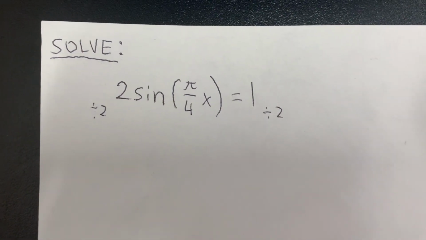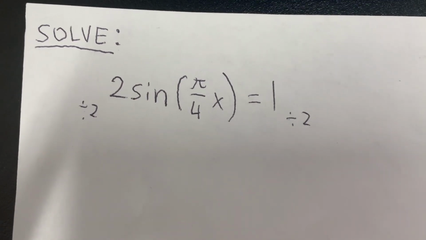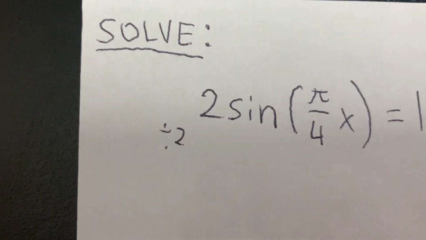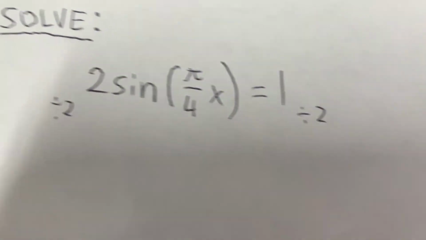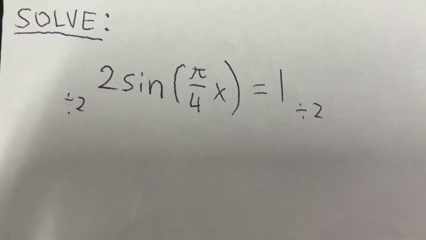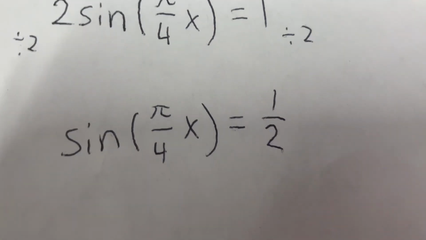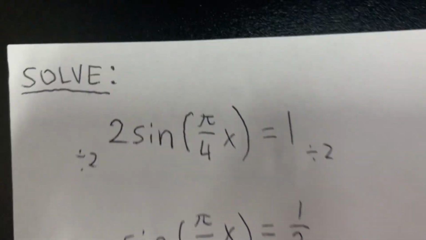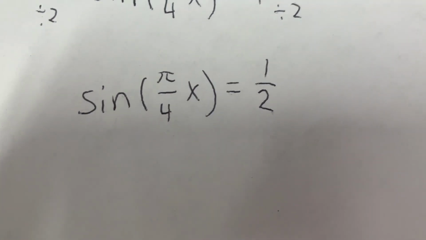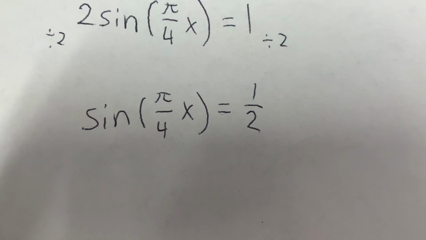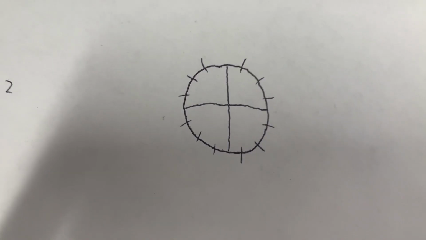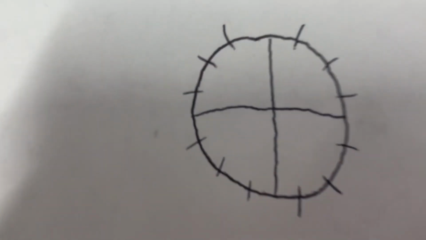First things first, you're going to want to divide both sides by 2, because this 2 is hanging loose right here. We can move that to the other side and create 1/2. Wow-wee, look at that. That looks so much better than how it used to, right, guys? Anyways, from here, you're going to want to pull up a unit circle.